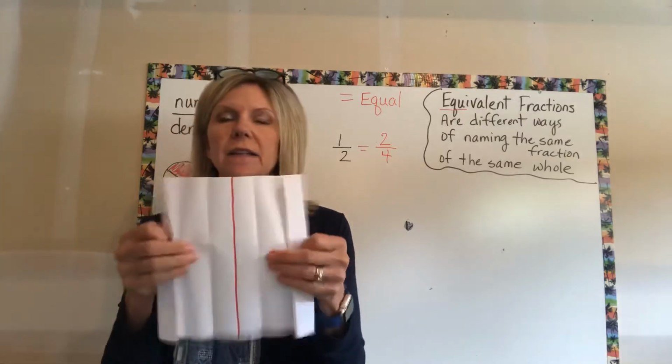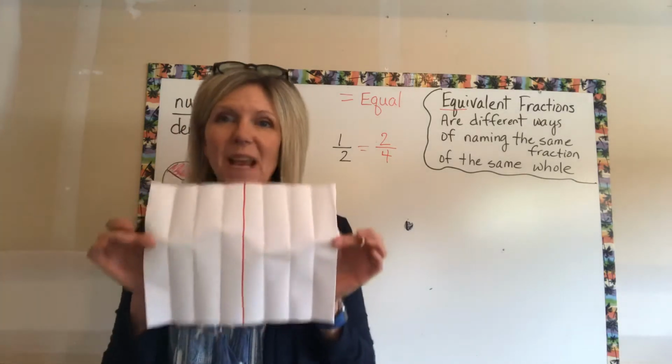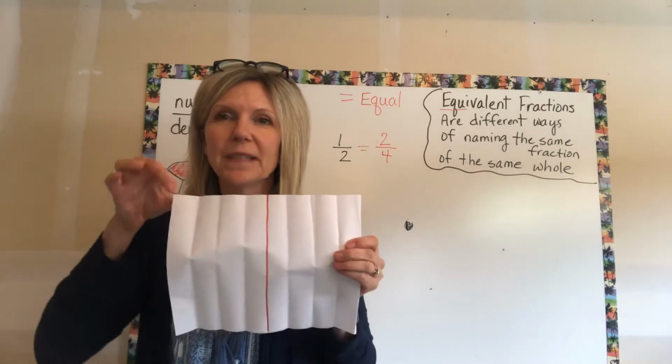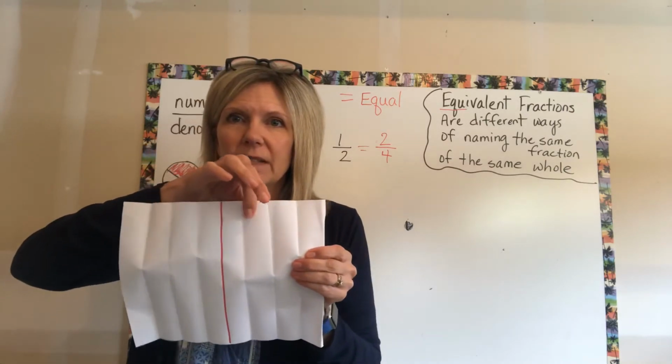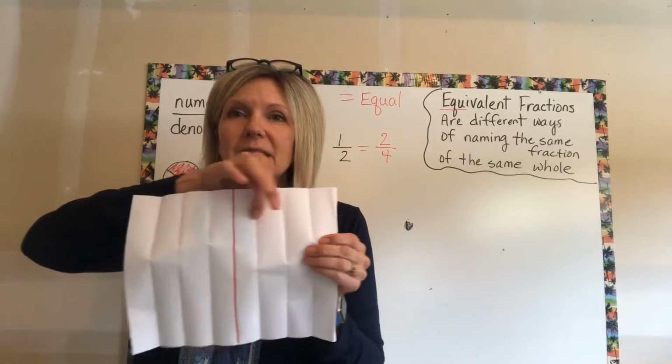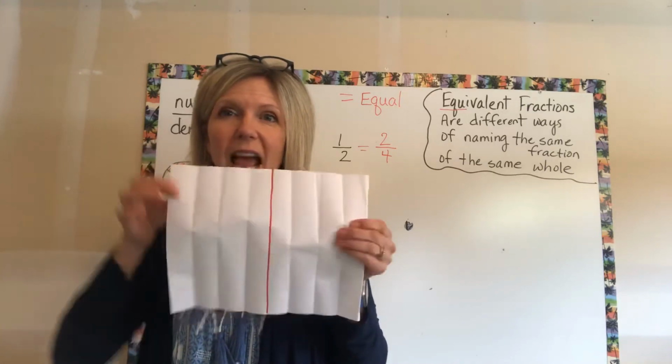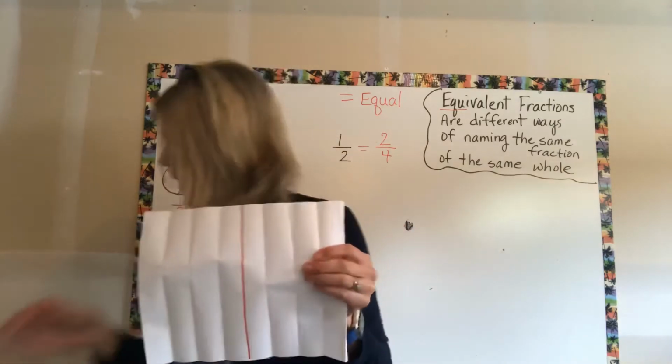Now I've divided this whole piece of paper, it's the same paper, into, let's count them, 1, 2, 3, 4, 5, 6, 7, 8 pieces. Do you see that? Now it has 8 pieces out of my whole.